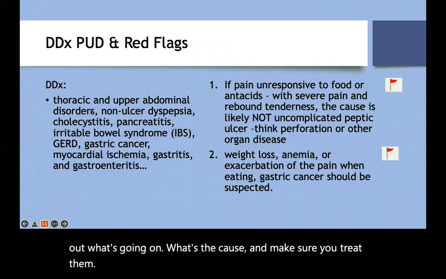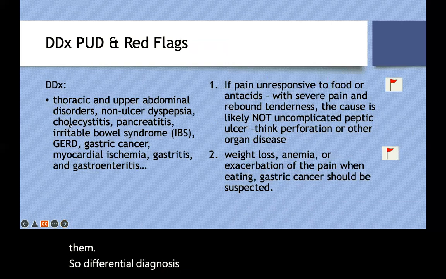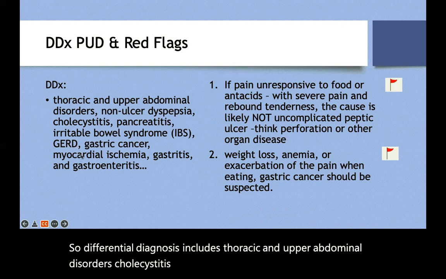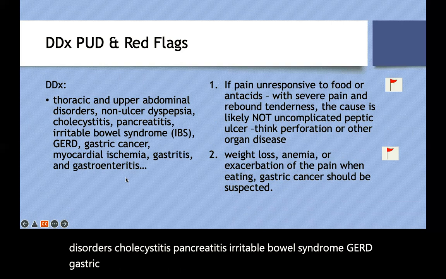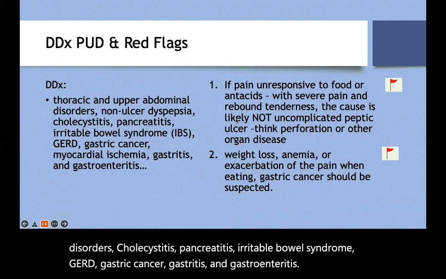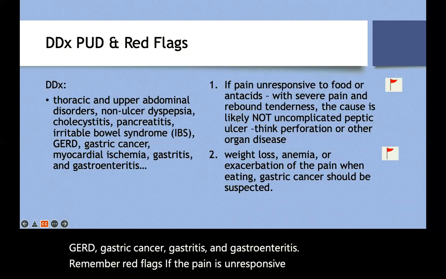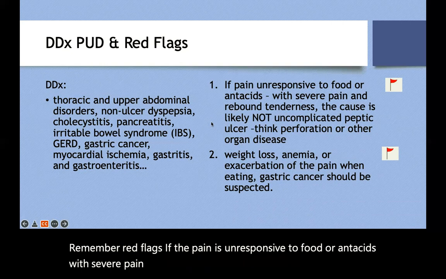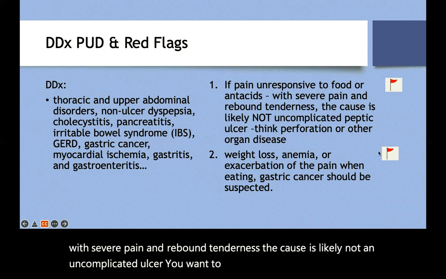So differential diagnoses include thoracic and upper abdominal disorders, cholecystitis, pancreatitis, irritable bowel syndrome, GERD, gastric cancer, gastritis, and gastroenteritis. Remember, red flags: if the pain is unresponsive to food or antacids with severe pain and rebound tenderness, the cause is likely not an uncomplicated ulcer. You want to think perforation or other organ disease.